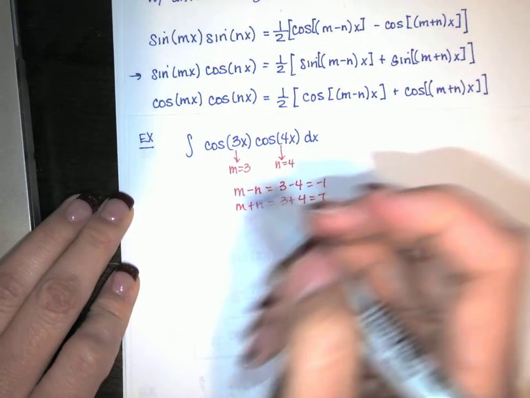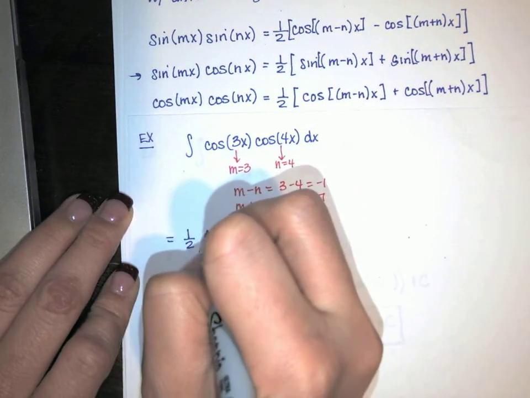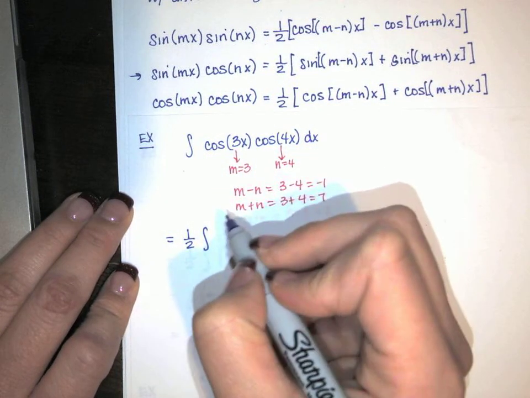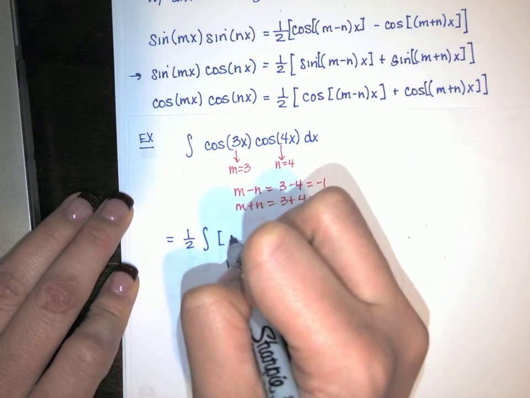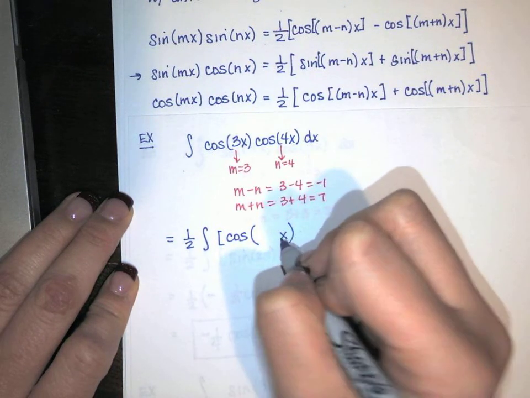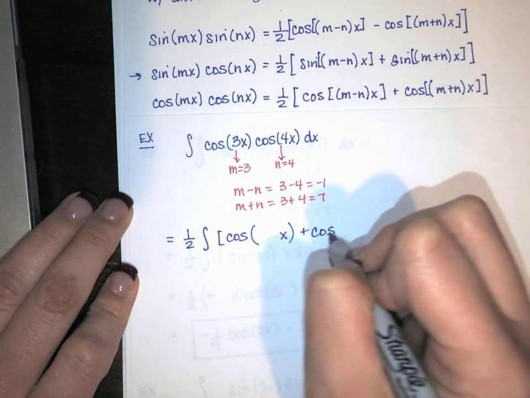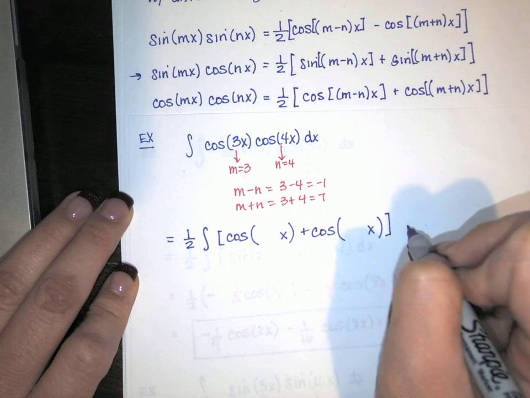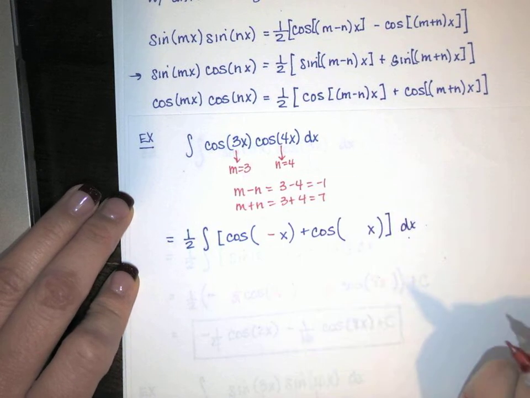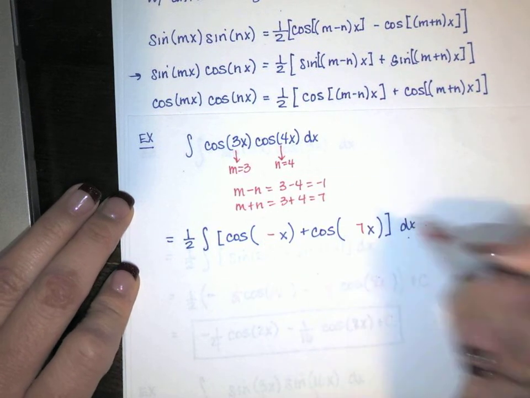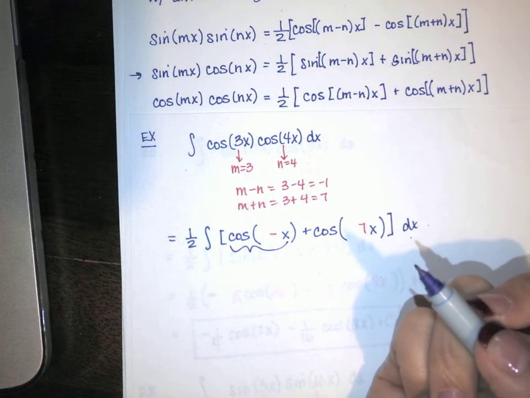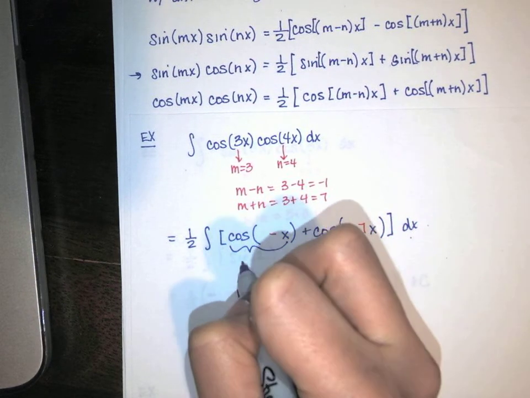So the integral of this is equal to the integral of this by our product to sum formula. We get 1/2 of a sum of two cosines. I have cosine of m minus n times x plus cosine of m plus n times x. M minus n turned out to be -1, m plus n turned out to be +7. And again, cosine is even, so cosine of -x and cosine of x are the same thing.